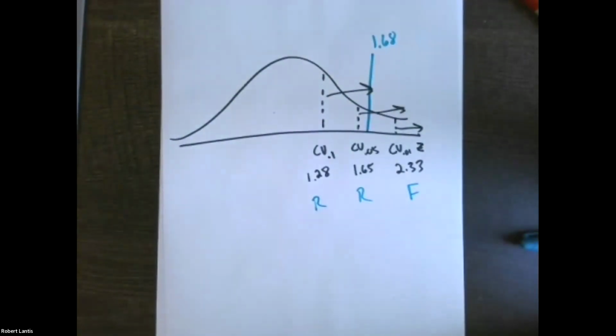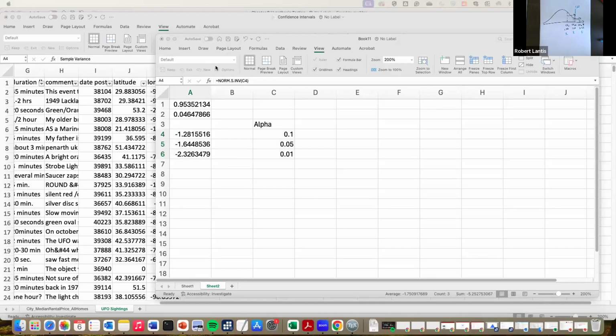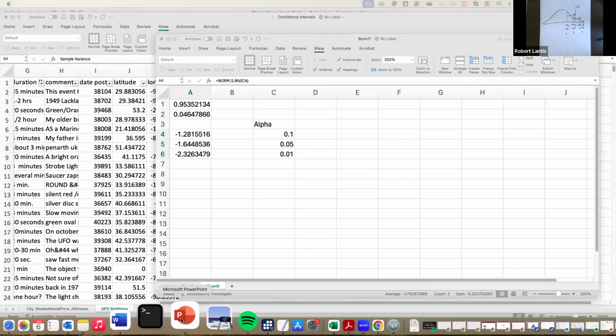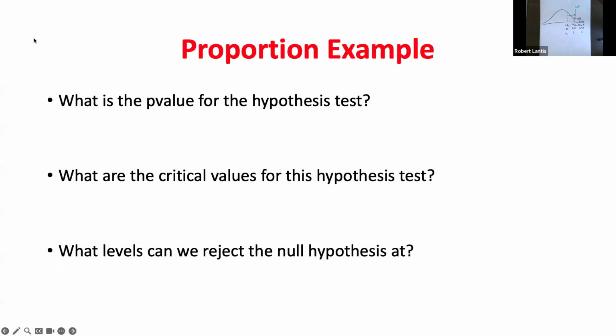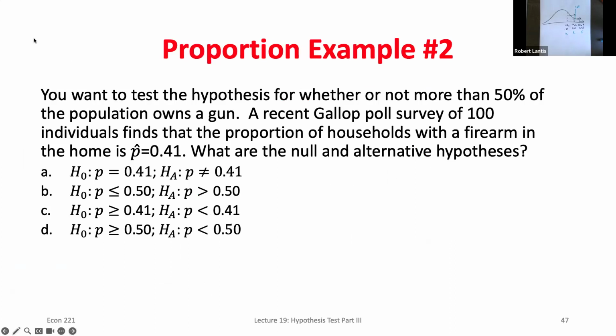All right, so keep chugging along here. We've answered all of these questions. Let's go through a second example. So let's say I want to test whether more than 50% of people actually, I have this one.